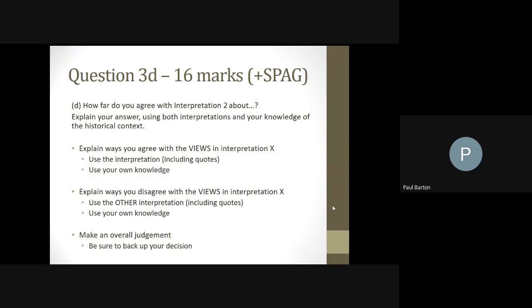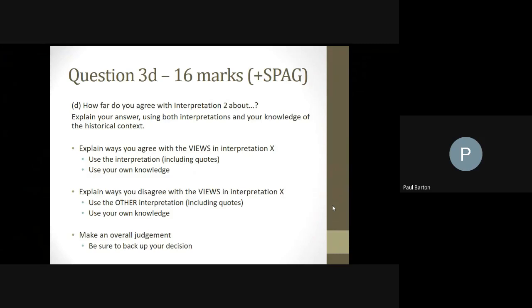Once you've done your introduction, I would start off with ways you agree. I'd start off agreeing with the interpretation mentioned in the question. You can see here I put interpretation X, because that varies. The one in the question could be interpretation 1, it could be interpretation 2. Whichever one is in the question, start off with ways that you could agree with that interpretation. In some ways you could agree with the view in interpretation 2 that Nazi policies were successful towards women, for example.